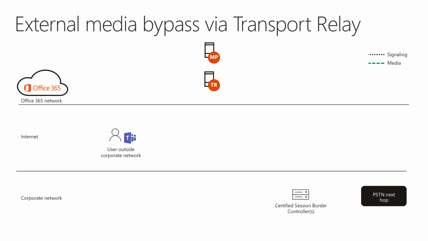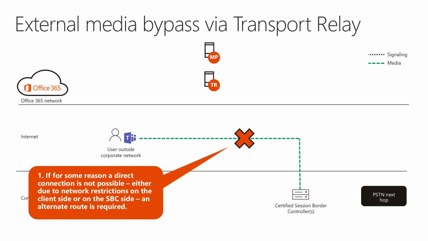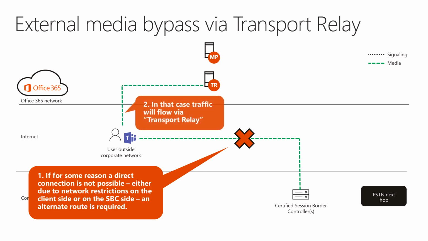So, what happens if your external user can, for whatever reason, not connect directly to the SBC? Maybe because you decided to not open the required ports and IPs on the external firewall. Well, in that case, the traffic will just flow via the transport relay. So there's no additional configuration or setting in the client required. That's just the logic of the client that it will try to go the most direct path. But if the most direct path doesn't work, well, it goes via the relay.